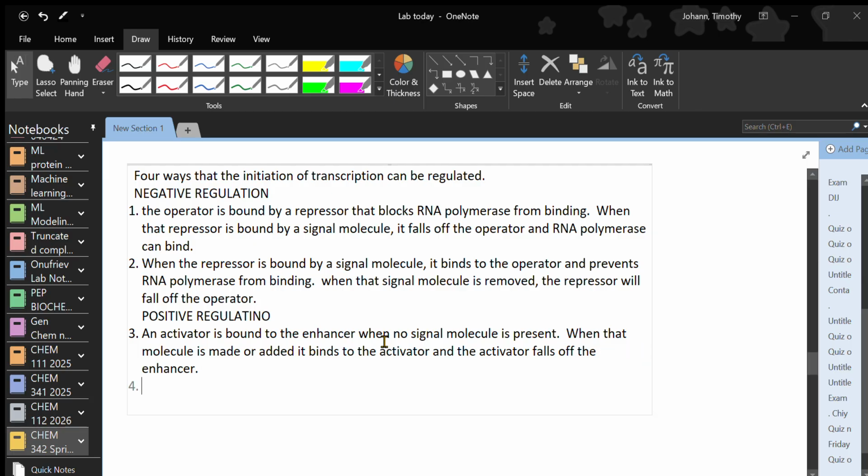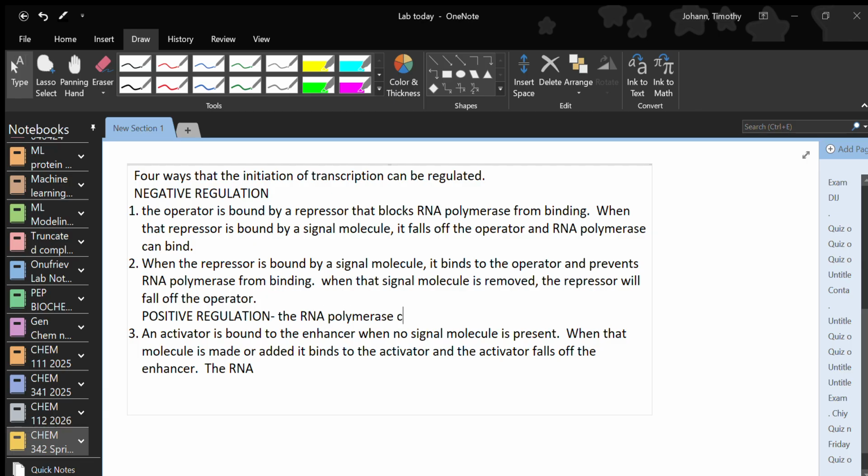All right. The opposite, and then the RNA polymerase can only bind when the enhancer is bound. Let's do this. Regulation up here. The RNA polymerase can only bind when the activator is bound.